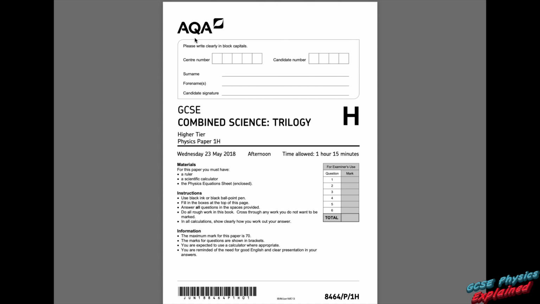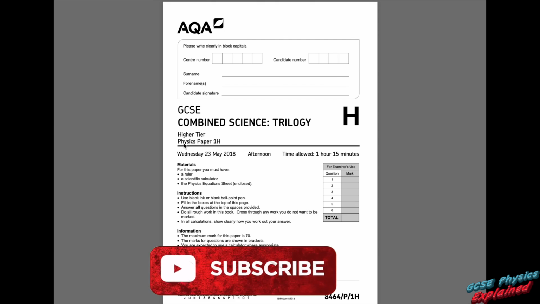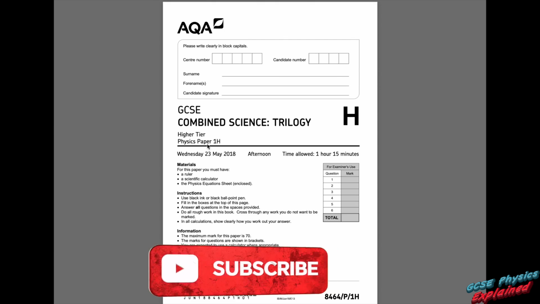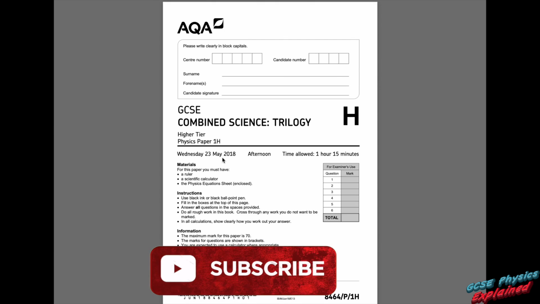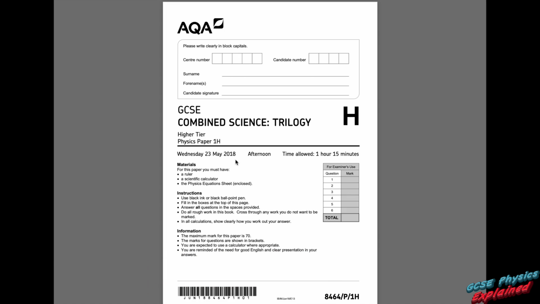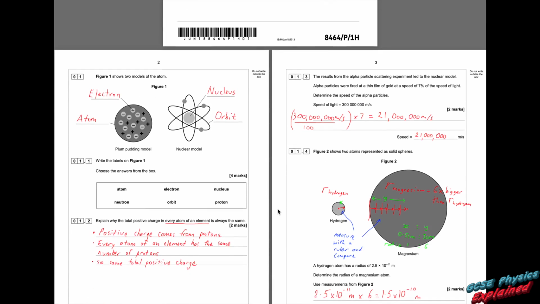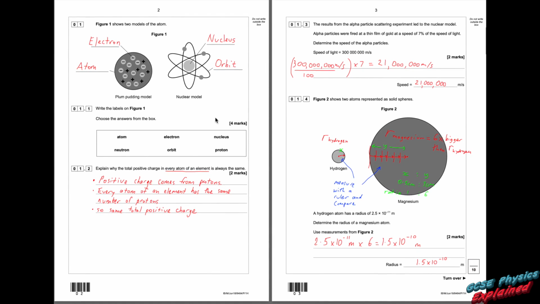Right, this is an AQA exam paper. It's for the combined science. It's the higher tier physics, paper 1 from May 2018. It'll take you about 1 hour 15 minutes to get through this, and it's 70 marks. We'll do it quicker than that though.